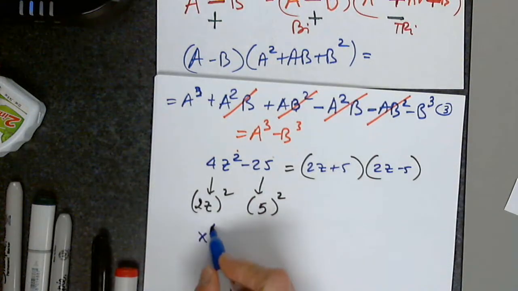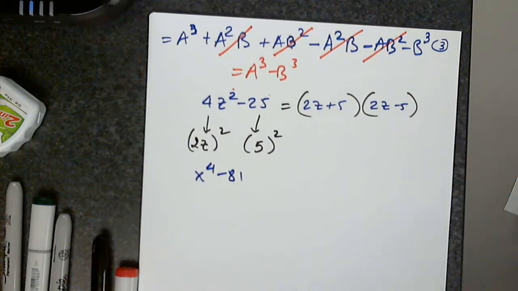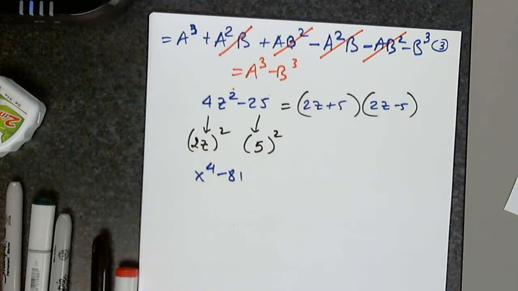X to the 4th minus 81. When I'm asked to factor, I'm asked to completely factor. Okay. I go through all the steps quickly in my head. It's binomial, it's in descending order, yes. Greatest common factor, no. Negative leading coefficient, no. Special product. Is there a special product? Again, I'm debating with myself between 2 formulas or special products. The difference of squares or the difference of cubes.